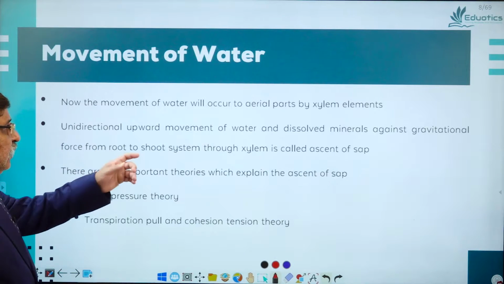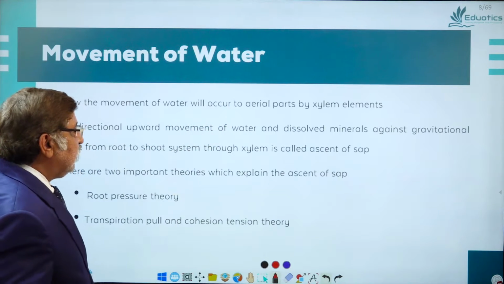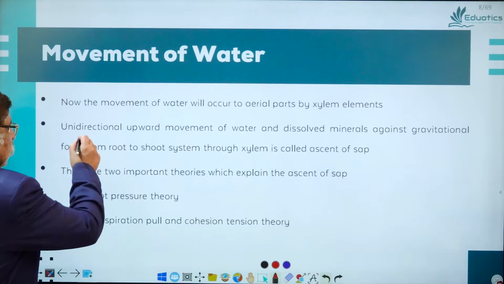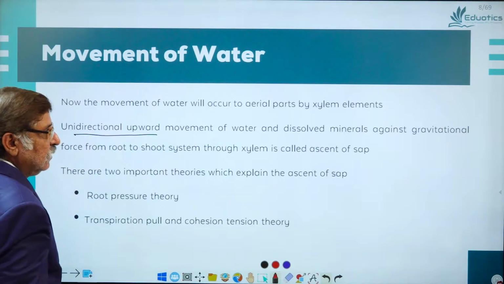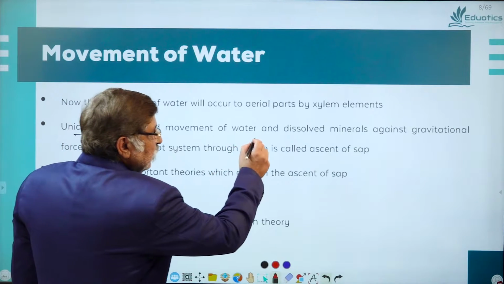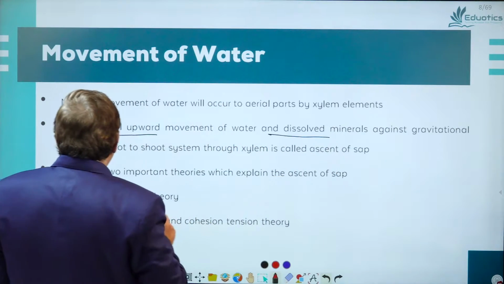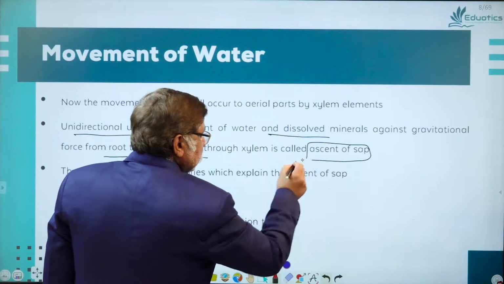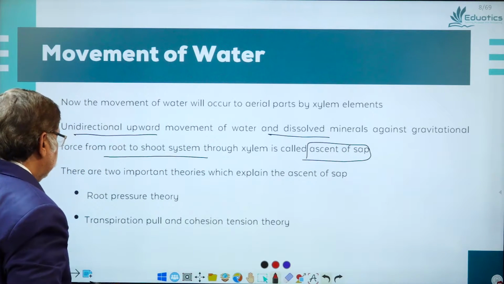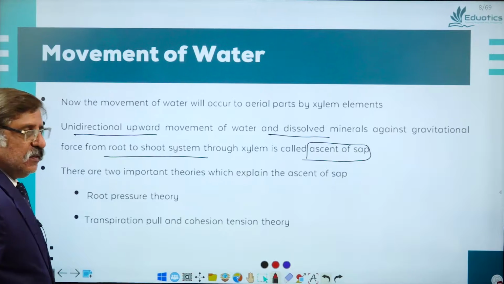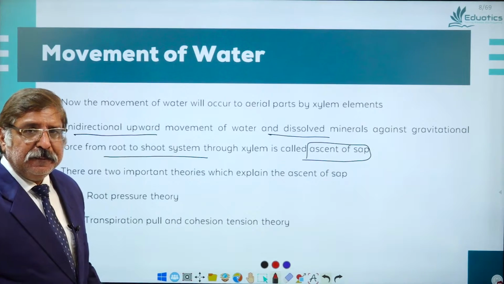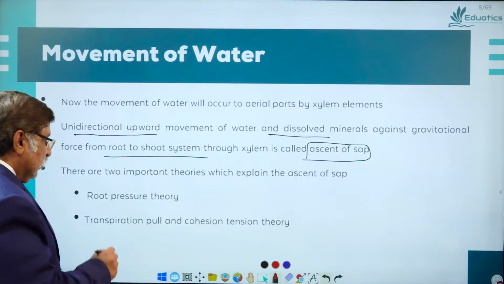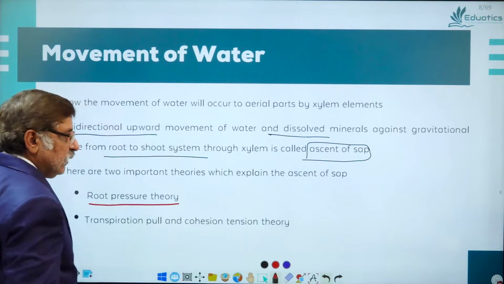Movement of water will occur to aerial parts by xylem elements. It is unidirectional, upward. Movement of water and dissolved minerals against gravitation from root to shoot is called ascent of sap, as I said. Various theories were given for ascent of sap.